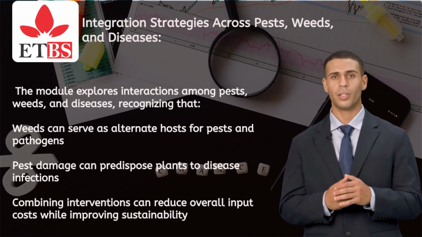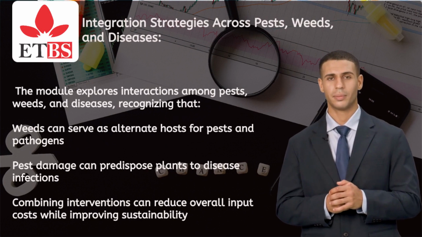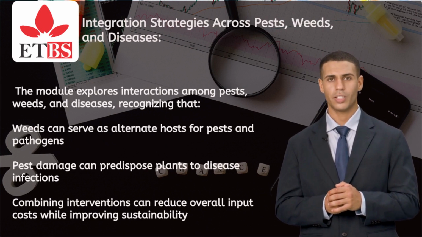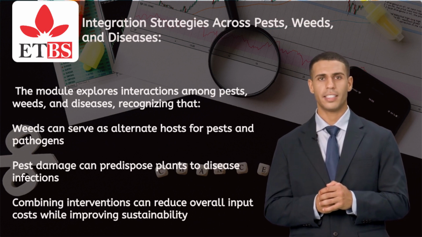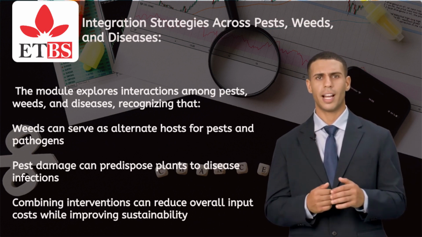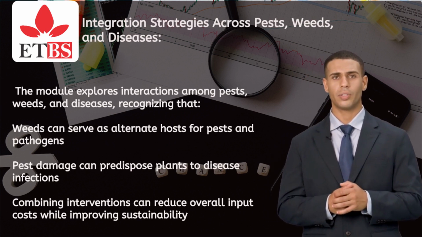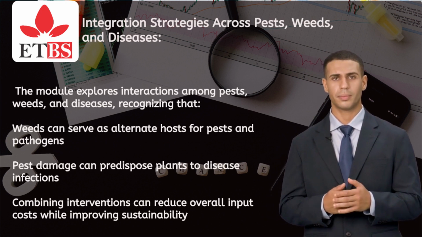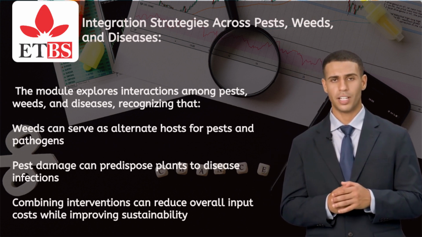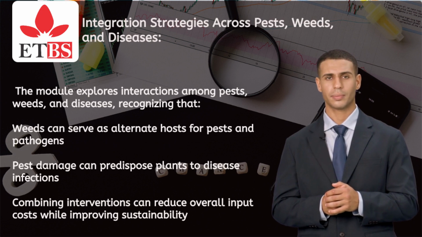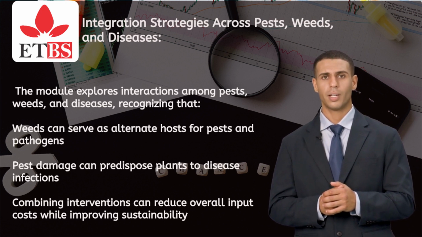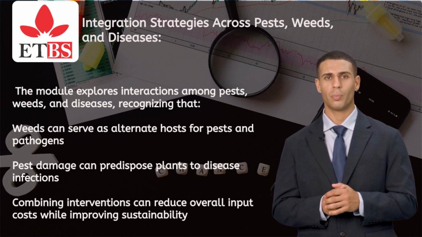Integration strategies across pests, weeds, and diseases. The module explores interactions among pests, weeds, and diseases, recognizing that weeds can serve as alternate hosts for pests and pathogens. Pest damage can predispose plants to disease infections. Combining interventions can reduce overall input costs while improving sustainability.